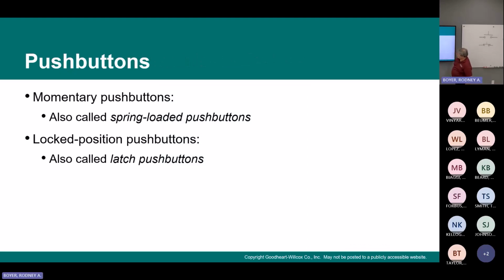Okay, momentary push buttons, also called spring loaded. Nobody calls them spring loaded. It's momentary. Locked position? Nobody calls them locked position. Nobody calls them latch. They're maintained. The stop on these trainers over here are maintained, push it and it stays in until we release it. These guys are momentary, as soon as you let go of it, it returns.